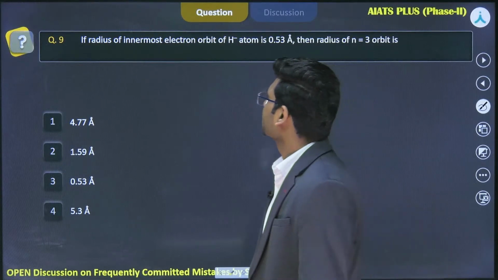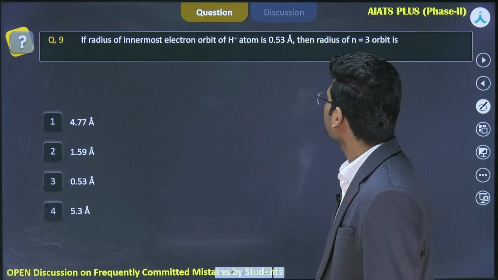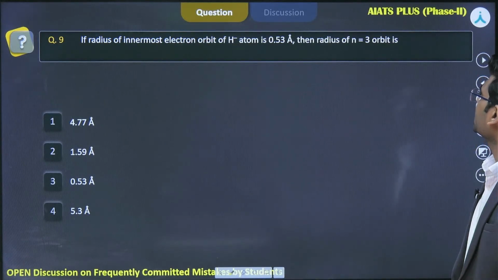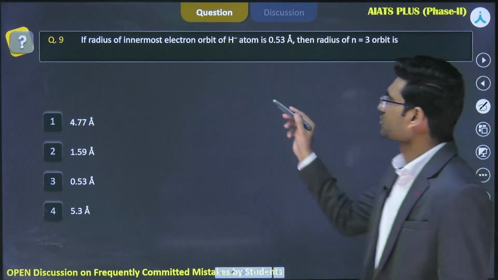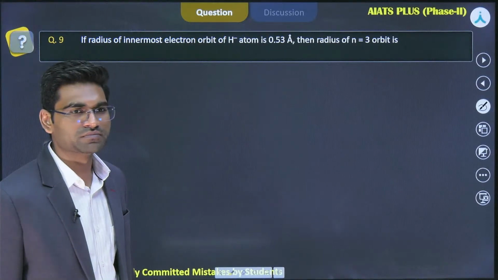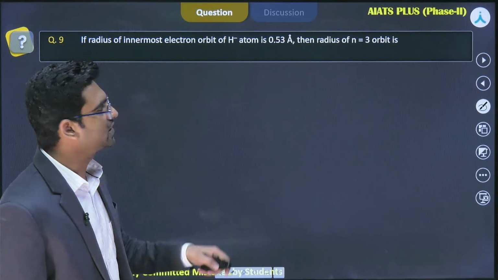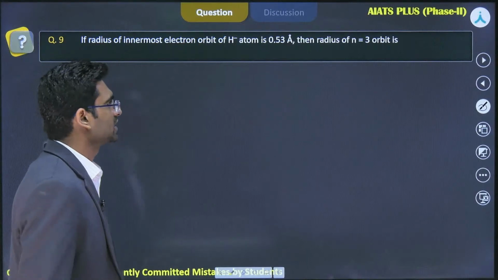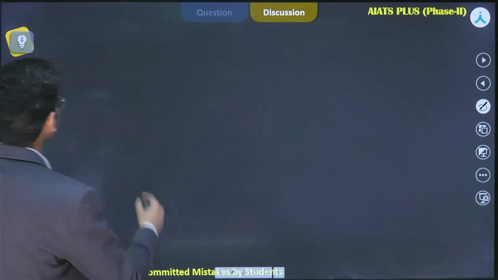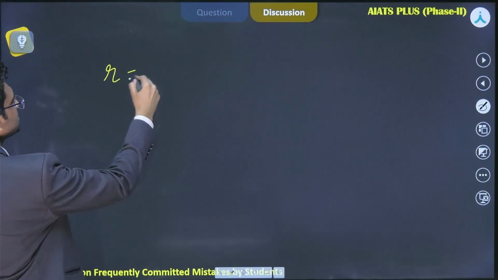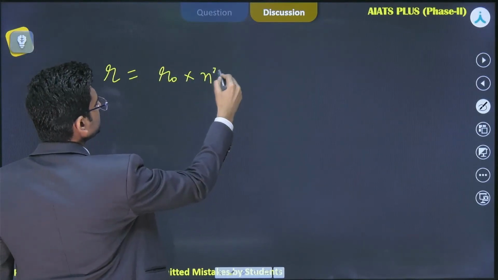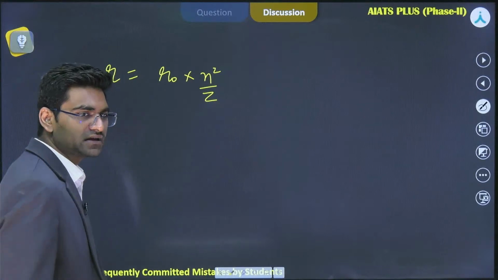That is, if radius of innermost electron orbit of hydrogen atom is 0.53 angstrom, then radius of n equal to 3 orbit is. Okay. So radius of innermost electron is given as this 0.53 angstrom. Now we have to find the radius of n equal to 3 orbit. So we know the formula of radius of orbits. What is that formula? So r is equal to r naught into n square by z. Now what is n and what is z?